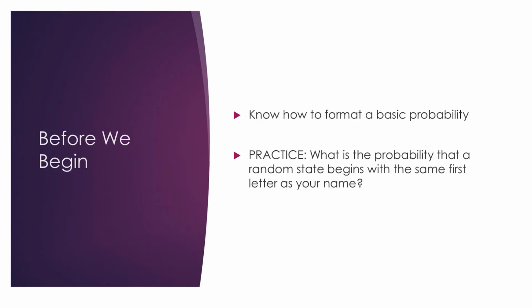So Cherry starts with a C. There are 3 states that start with C: California, Colorado, and Connecticut. I did look this up right before I made this video. So that would be 3 out of 50. That would be my probability in fraction form. That's as reduced as it can get, as simplified as it gets.